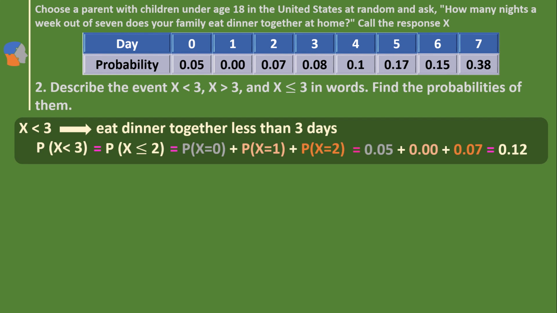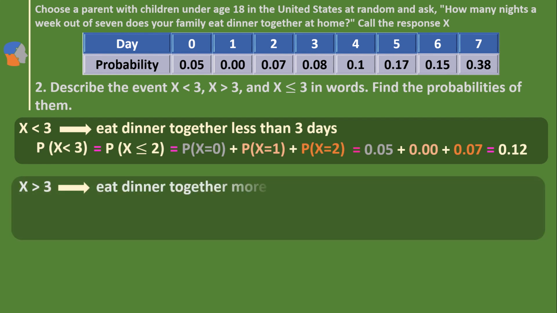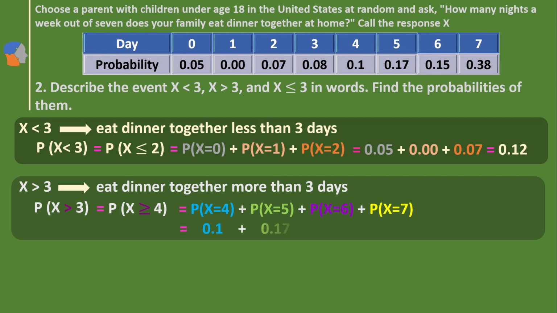x greater than 3. How do we write this as an event? It is eat dinner together more than 3 days. How do we find the probability? The probability of x greater than 3 equals the probability of x greater than or equal to 4. Again, this is true because x is a discrete random variable. Now what are the x values? 4, 5, 6, 7. We know the probabilities. Add them together. That is 0.8. That is the probability of eat dinner together more than 3 days.